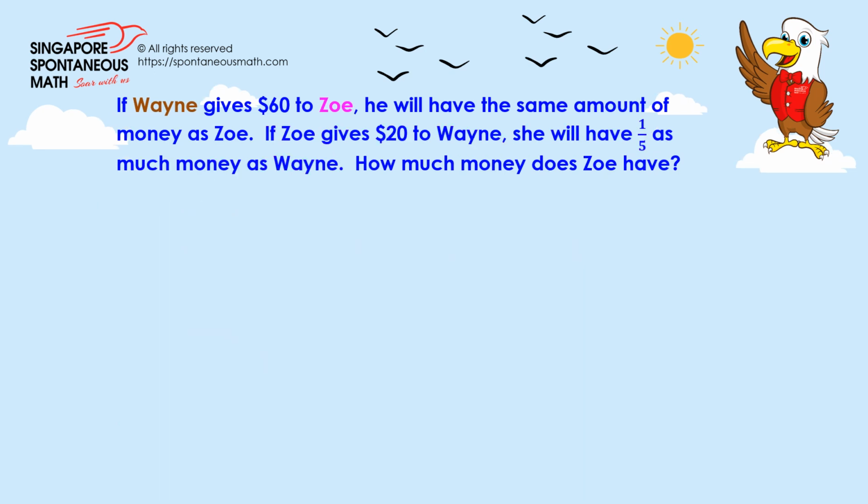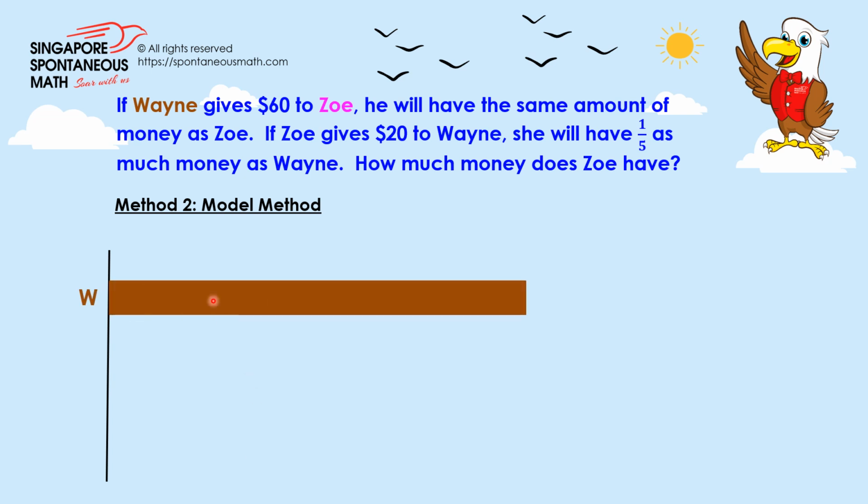This is the same question as the previous slide. We are going to solve using the model method. In order for a model to be neater, I recommend drawing a straight vertical line down. So since Wayne has more than Zoe, a longer bar for Wayne and a shorter bar for Zoe. So this is what Wayne has more than Zoe. So I'm going to give half of what he has more to Zoe.